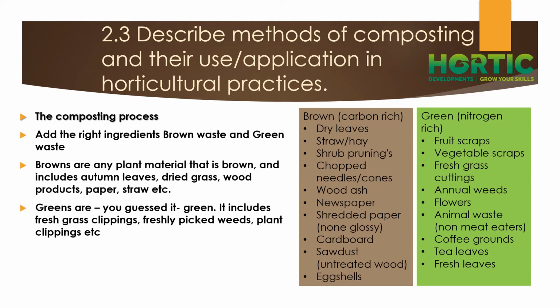The greens in contrast then are green. It includes fresh grass clippings, freshly picked weeds, and plant clippings that we've had from prunings and things that we've taken down in the garden. And also we've got some things like vegetable scraps and fruit scraps that we can add out of the kitchen as well. And what we're looking at now is how these two products work together. The reason we've divided these up into brown and green, you'll see on our next slide.